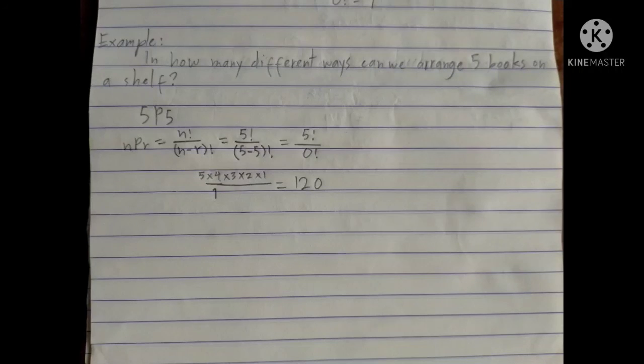Now remember that 0! is equal to 1, so the next step would be 5 times 4 times 3 times 2 times 1 over 1, and the answer would be 120. So that's how you solve this problem.